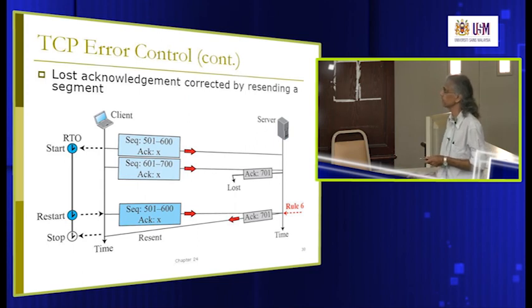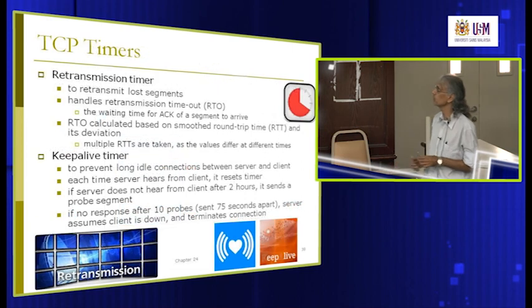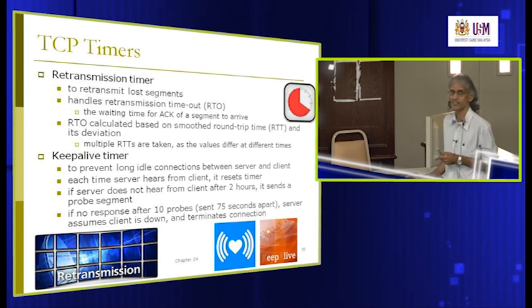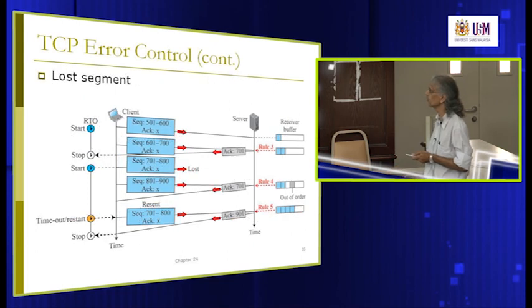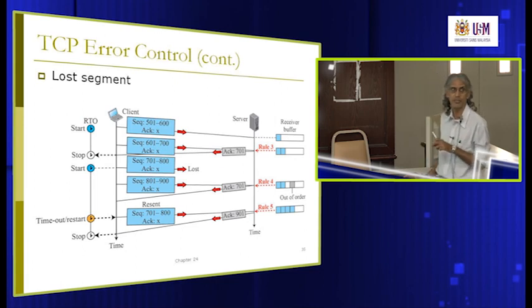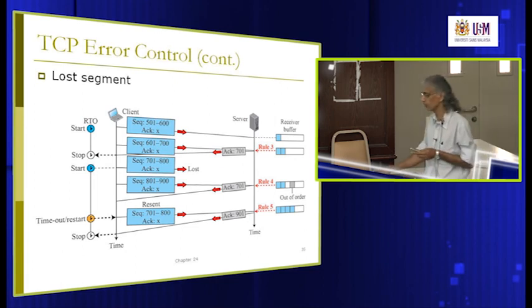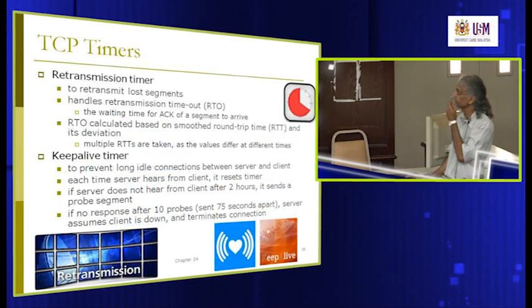Here we say that there are timers. TCP uses two types of timers, the retransmission and the keep alive. The retransmission timer is used to retransmit lost segments, as mentioned earlier. So if segments are lost or the acknowledgements are lost, then we use the timers to start. Each time you send a packet of data, you start a timer. So you must receive acknowledgement within this time frame. If you don't receive something, then something's wrong. So it handles retransmission timeout.